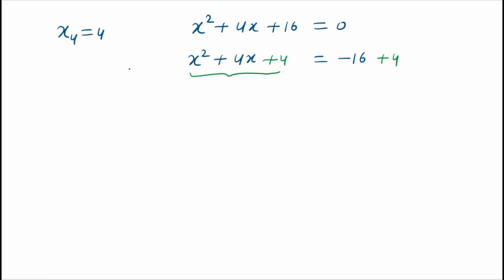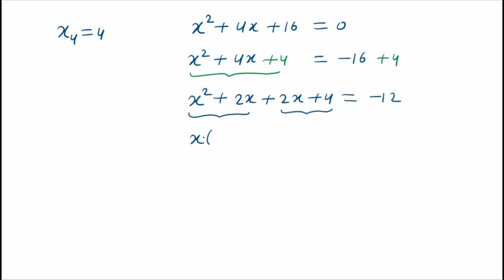Here we will apply middle term split. X square plus 4x is x square plus 2x plus 2x plus 4, and this is equal to minus 16 plus 4 is minus 12. Look carefully at the first two terms and then the last two terms. If we take x common in the first two terms, x square divided by x is x, plus 2x divided by x is 2. And look carefully at these two terms. If we take 2 common, then 2x divided by 2 is x, plus 4 divided by 2 is 2. And this is equal to minus 12.